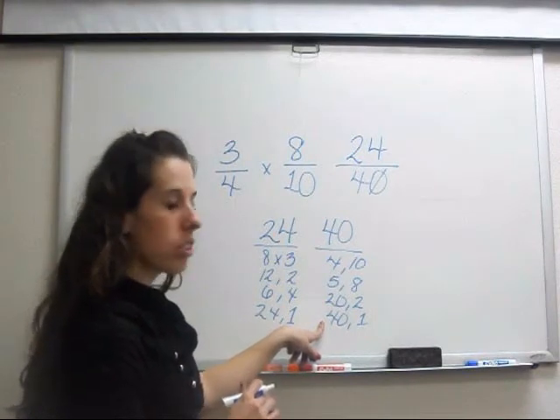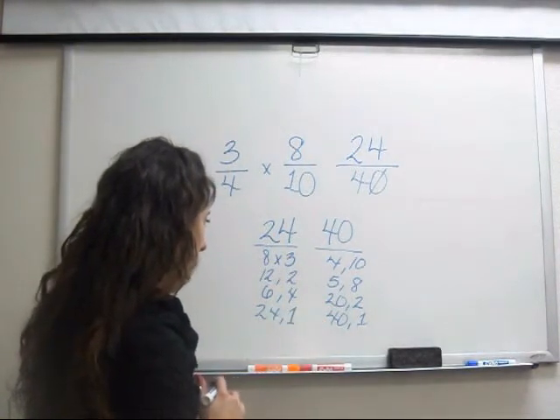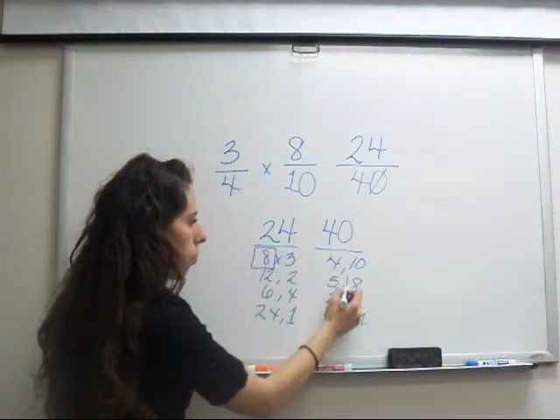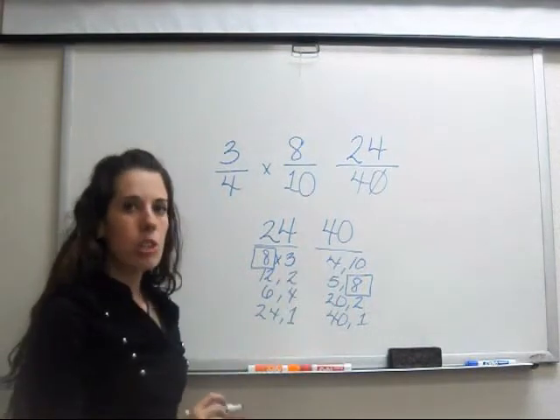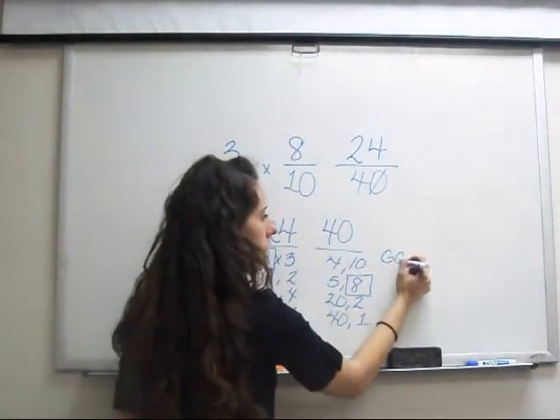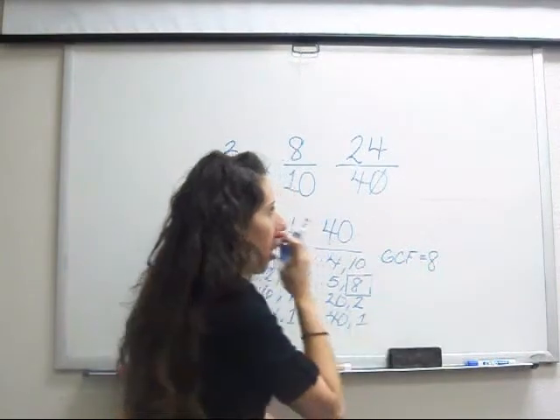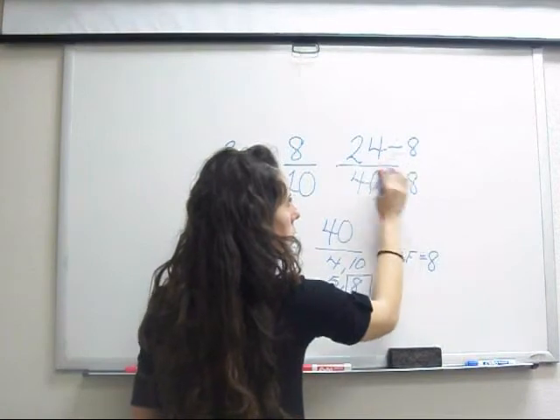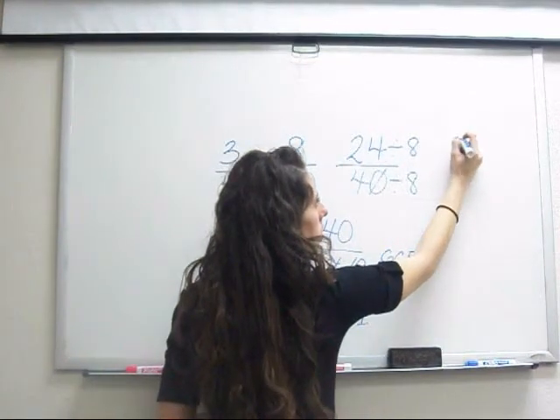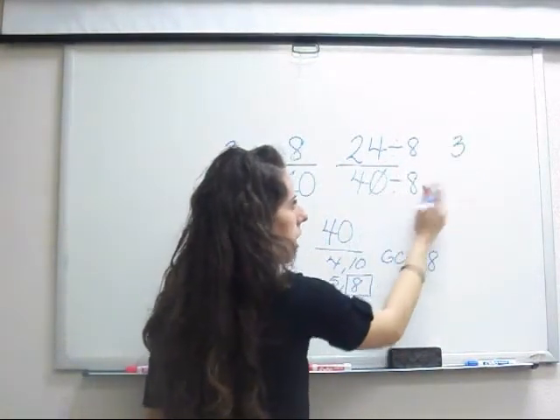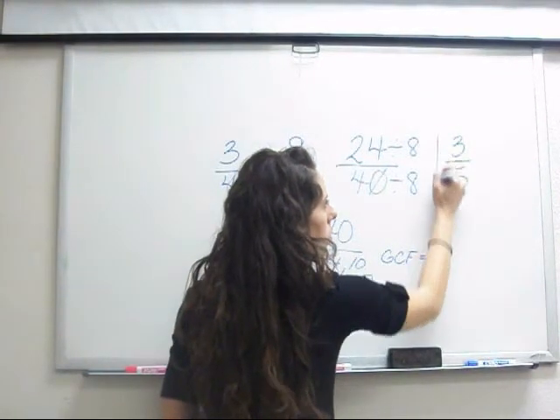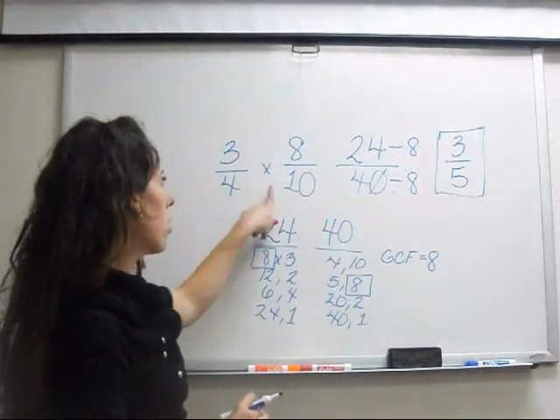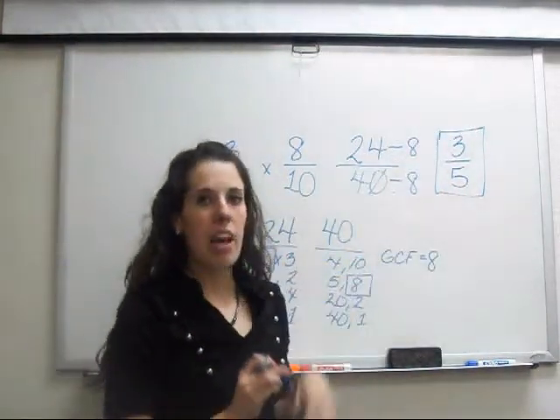Okay, now let's find out and see which one is the greatest common factor. When looking at these two lists, the number that I see that's the greatest on both of these lists is 8. So I'm going to use 8 as my GCF. So I'm going to divide both of these by 8. 24 divided by 8 is 3. 40 divided by 8 is 5. So my simplest form, my reduced form of 3/4 times 8/10 is 3/5 after we reduce.